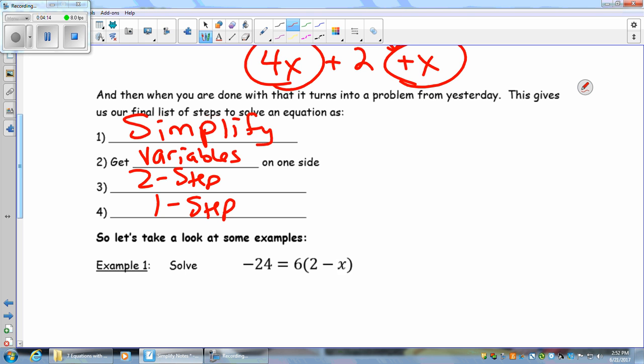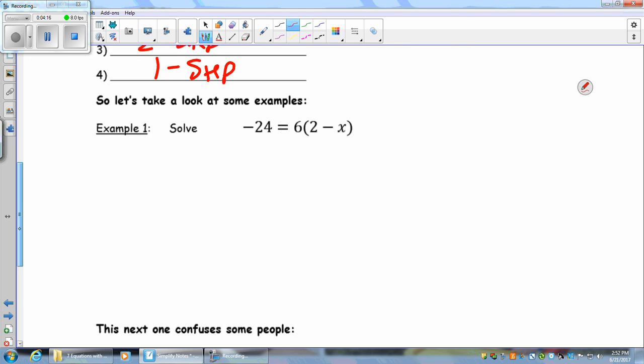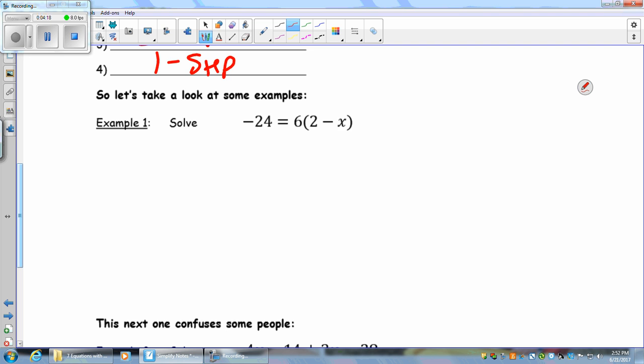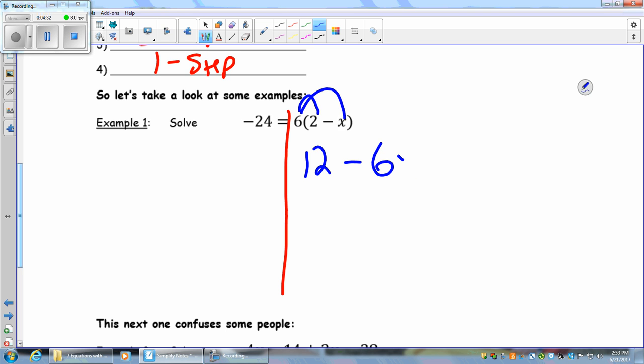Hopefully this goes by pretty quick because it's not really that bad. So this first one, I definitely see some parentheses in there. They're obvious. So let's get rid of them. And the way that I get rid of parentheses is by distributing. So 6 times 2 is 12. And then 6 times negative x is minus 6x. And that's all equal to negative 24. There's some crappy signs in this one. How do I get rid of, well, actually, which one do I have to get rid of first? The 6 or the 12?